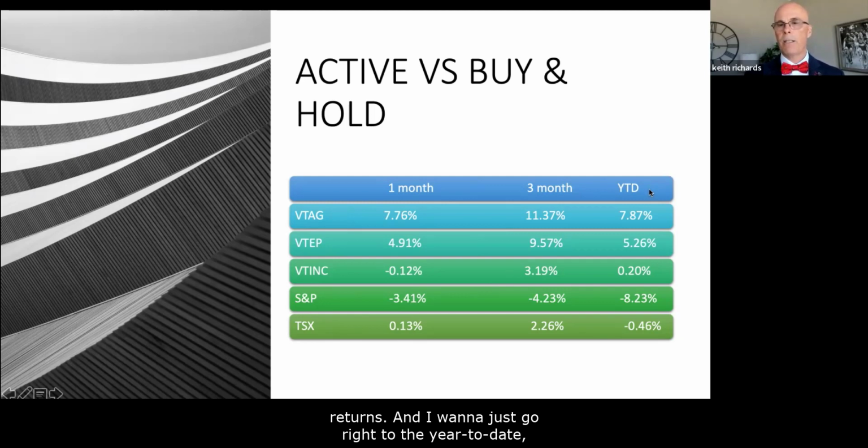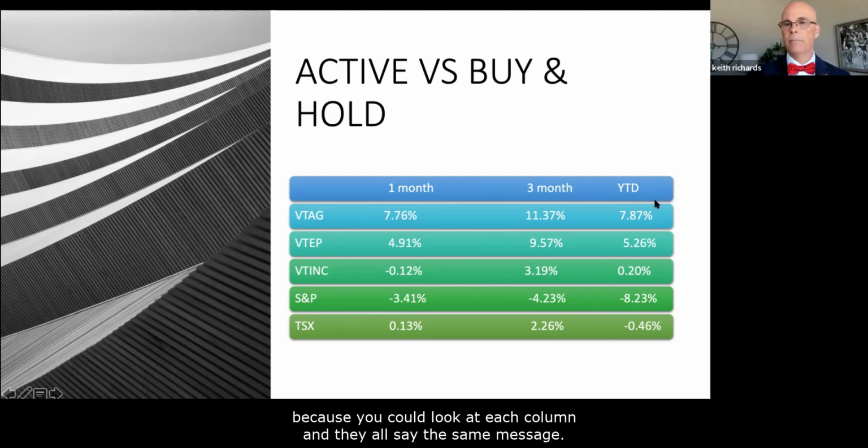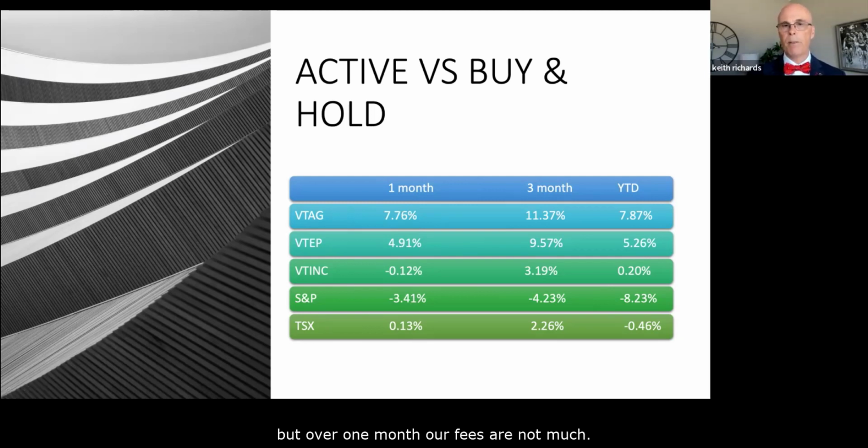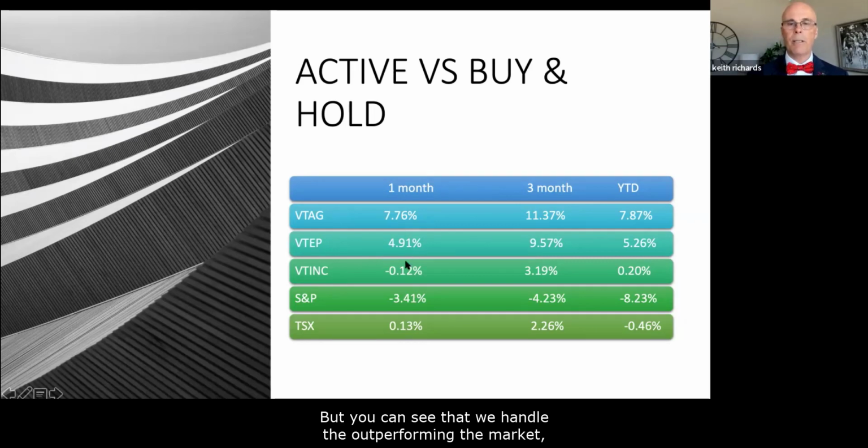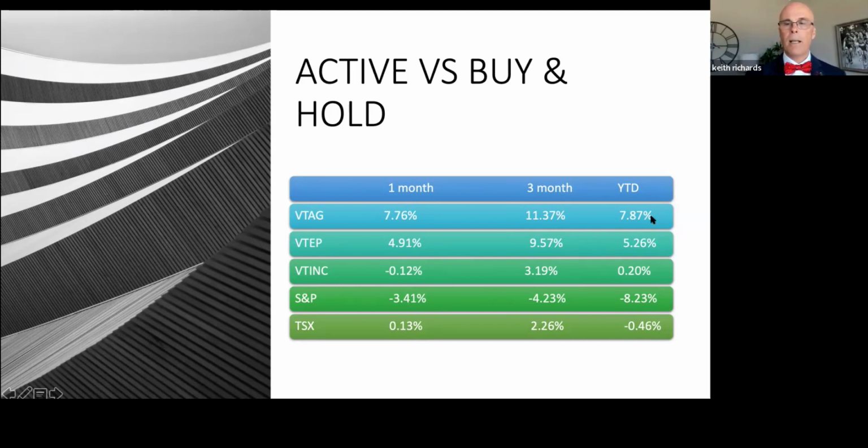I want to go right to the year to date, because if you look at each column, they all say the same message. Well, over 1 month, our aggressive platform made 7%. The equity platform made 5%. Now this is before fees, but over 1 month, our fees are not much, about 0.15% or something like that. So you can subtract that if you want, but you can see that we handily outperformed the market. Our income platform lost a little bit, but we handily outperformed the market. The S&P went down 3 and the TSX barely broke even, whereas we were making considerably more than that.